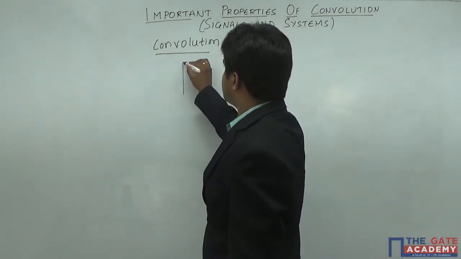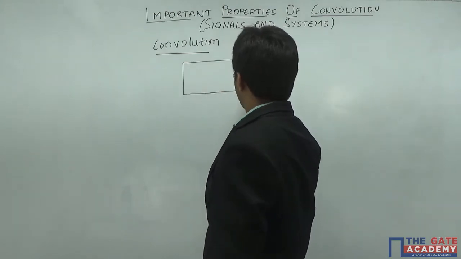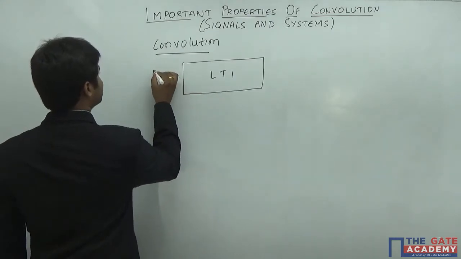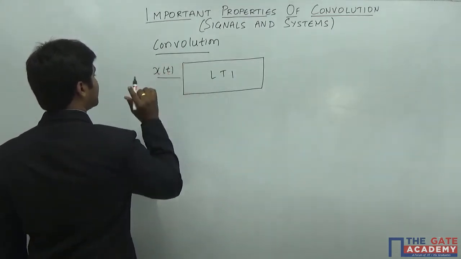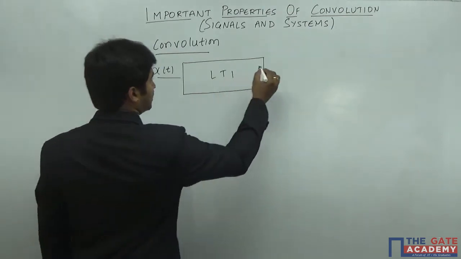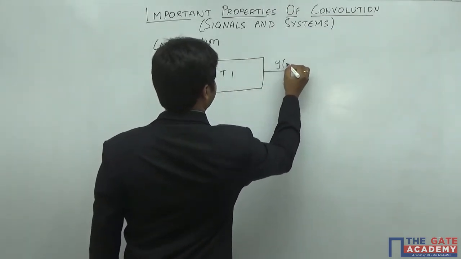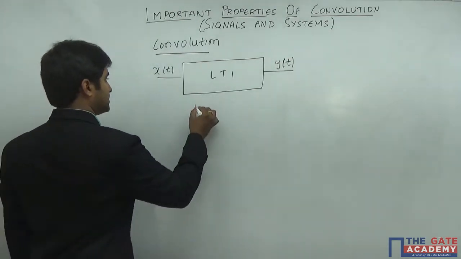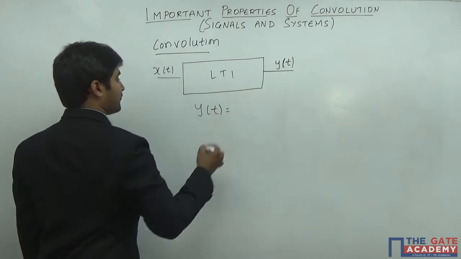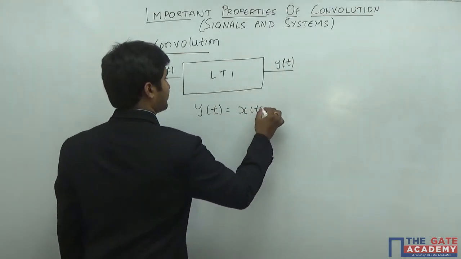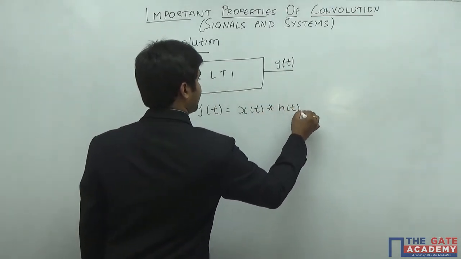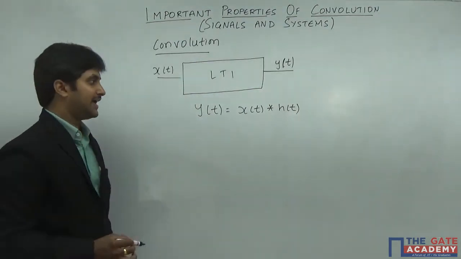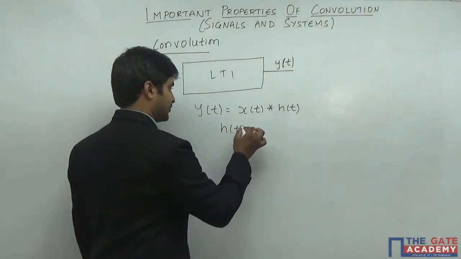So when I have an LTI system, the input is going to be generally either x of t or x of n. If it is a continuous time signal, it is x of t, and the output is going to be y of t. The output is represented as y of t is equal to x of t convolved with h of t. So x of t is the input, y of t is the output, and h of t is the impulse response.